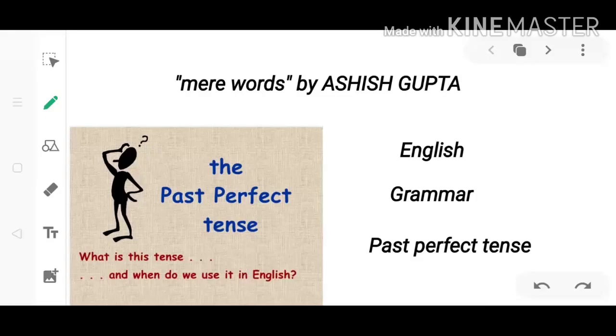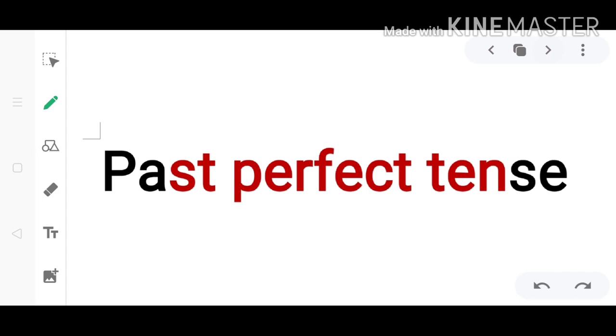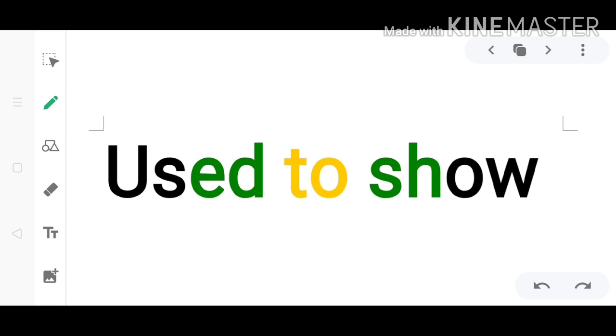Today's topic is past perfect tense. In past perfect tense, we will see the situations where we can use past perfect tense and the structures we use to create it. First, we will see the situations, events or activities which can be represented using past perfect tense.